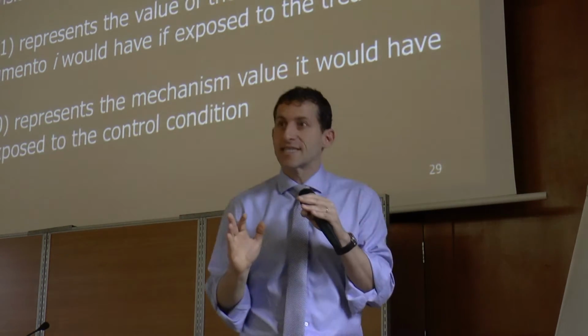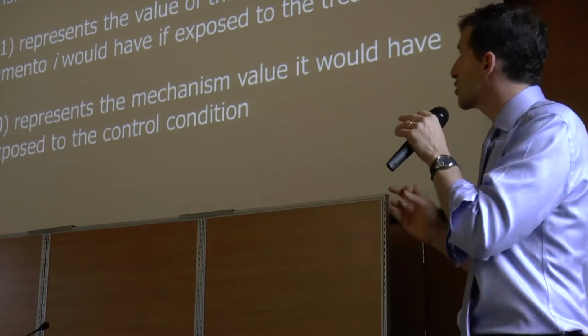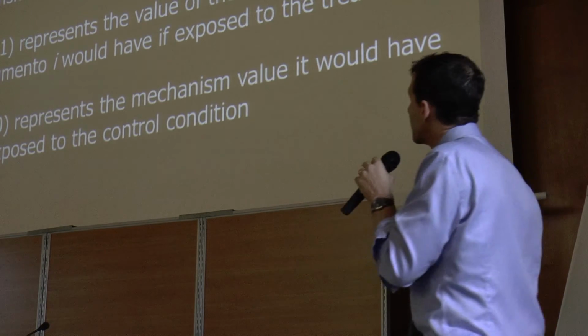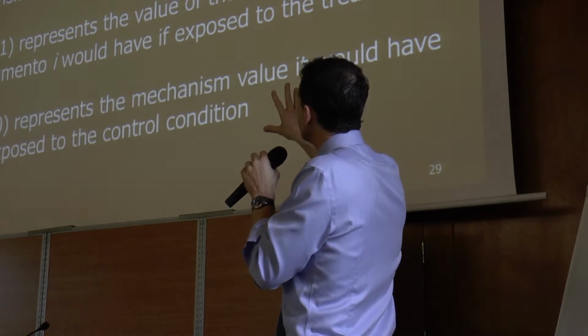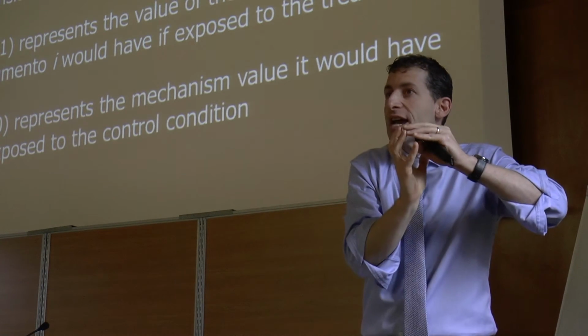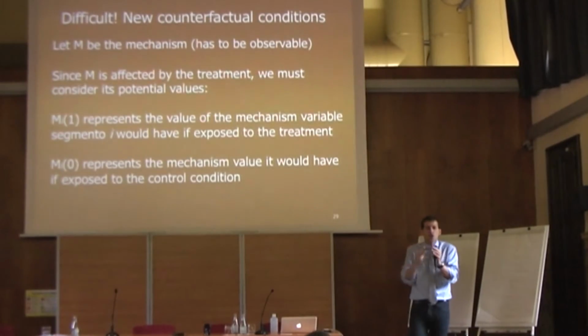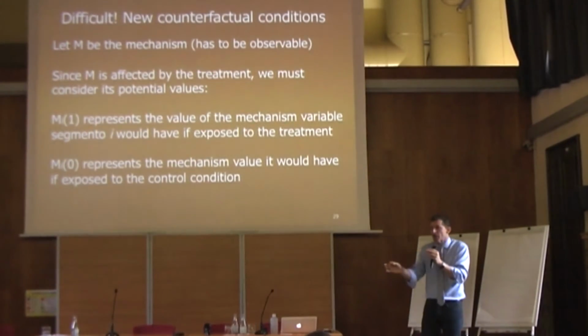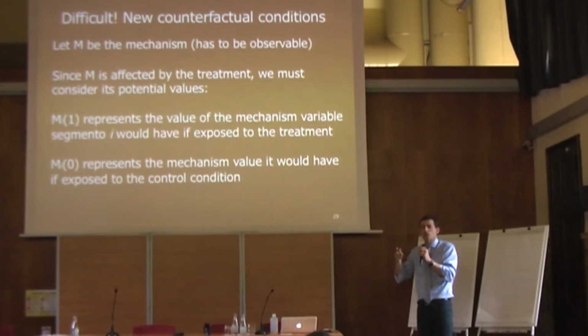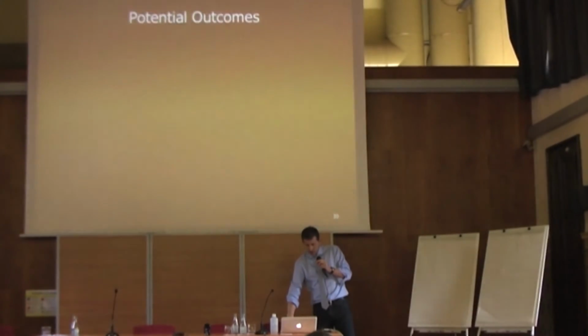And why is this difficult? Now we have more counterfactuals to worry about, more potential outcomes to worry about, right? So we've got M as the mechanism. We've got a situation where we have the mechanism under protection and we have the mechanism under the control condition. I have two potential values. For every unit out there, we have two potential poverty outcomes, with and without protection, and two potential mechanism variables, one with and without protection.